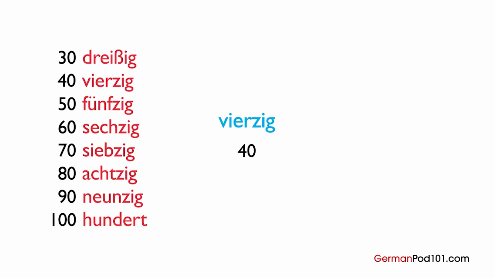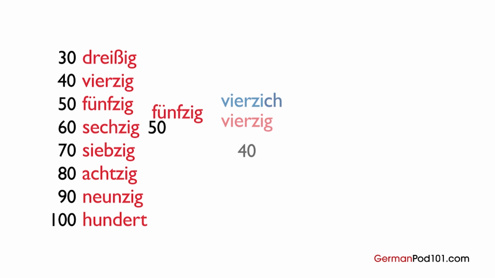In order to build 40, you just add 10 to 4, and you get 40. The same goes for 50, 80 and 90. Let's have a look at the pronunciation. If G comes last in the word, it makes a h sound. So you would say 40 instead of 40.